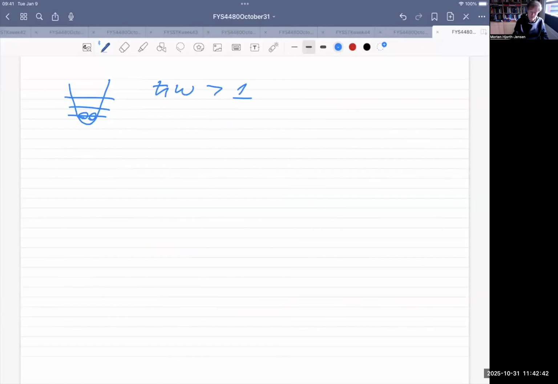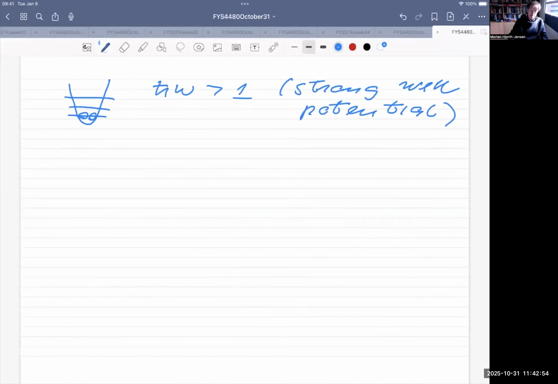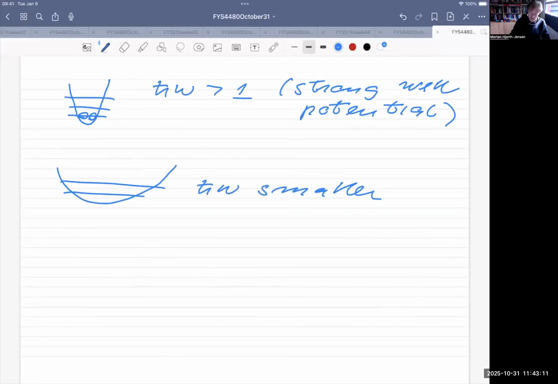So we make a strong well potential. So this is just the harmonic oscillator potential. Then I can make h bar omega smaller, which means that the well becomes wider. So you will still have this one. So now you can think of h bar omega smaller. There is an interesting thing which happens then.